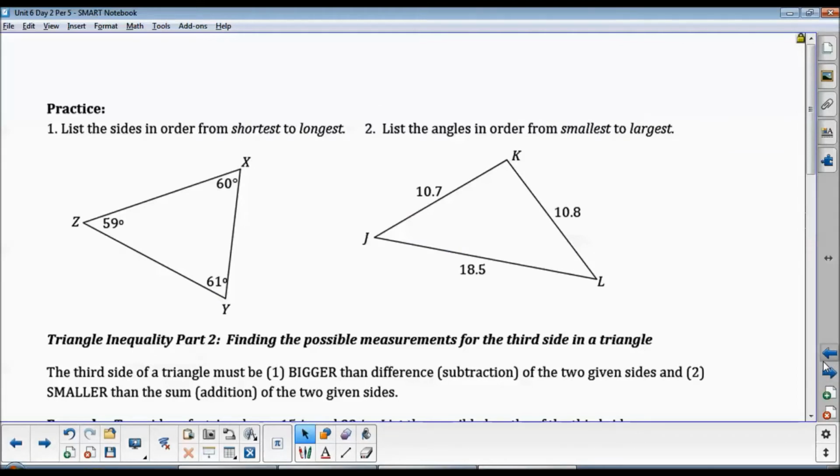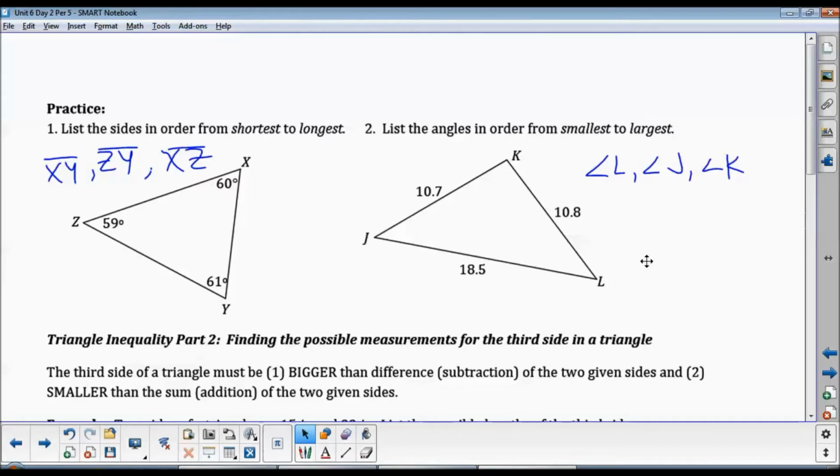So for these 2 examples, hopefully you were able to get number 1, list the sides in order from shortest to longest. So hopefully you got line segment XY, line segment ZY, and line segment XZ in order from shortest to longest. Example number 2, list the angles in order from smallest to largest, and hopefully you were able to get this one as well, angle L, angle J, and angle K. And hopefully you managed to get the notation correct as well.